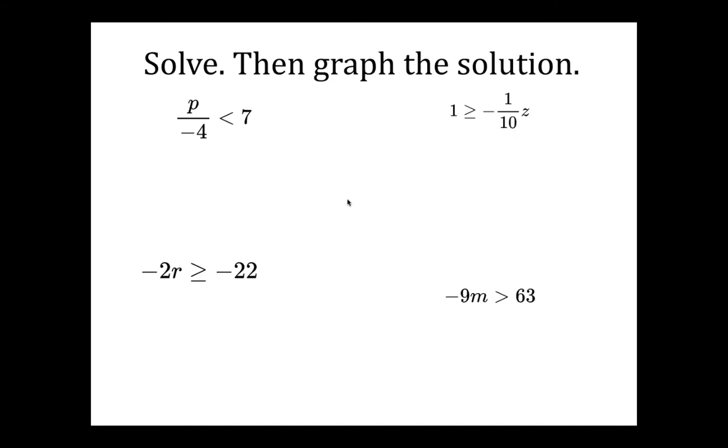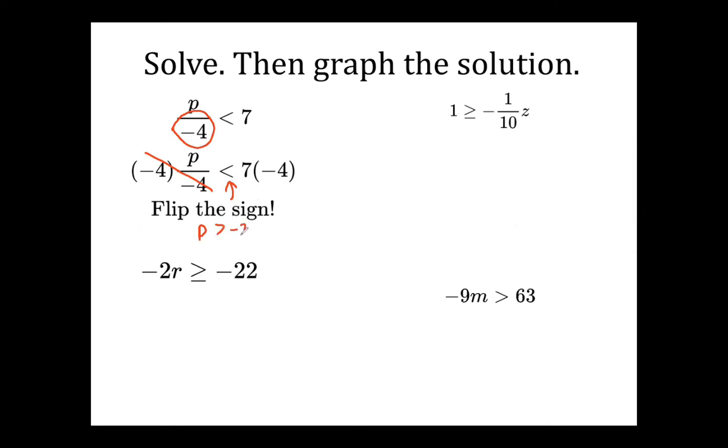Our first example is p over -4 is less than 7. First, we're going to isolate p by multiplying both sides by -4, since this division of -4 is what is keeping p from being isolated. So once you multiply both sides by -4, -4 will cancel and you're left with p. Then go ahead and flip your sign from less than to greater than, and then simplify 7 times -4, which is -28. And here is your final inequality.